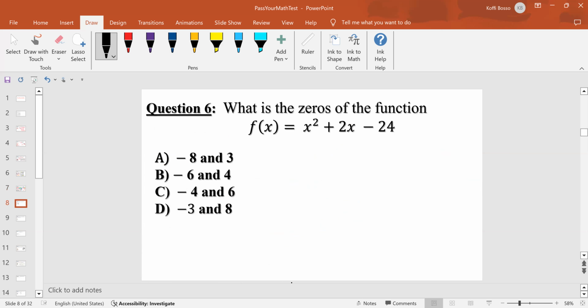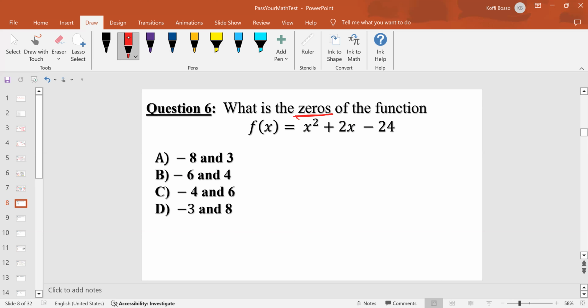The next question, question number 6. What are the zeros of the function? Keyword here, zeros. Okay, when they ask you to find the zeros, they want to know for what value of x, f of x is 0. That means what? What value you're going to plug into x such that if you do the calculation, you get 0. That's the thing. So we have different choices here. But the thing is this, you can factor the expression, and then you solve the equation.